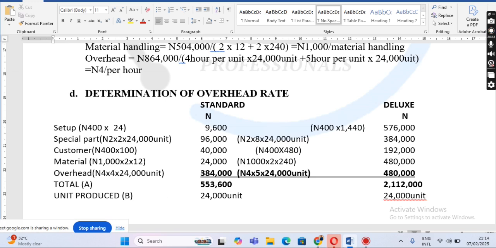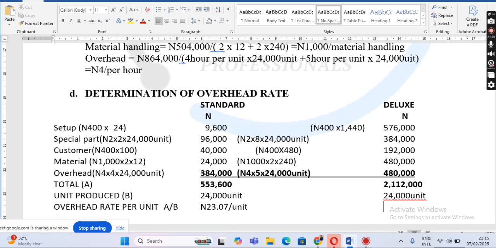So please, A divided by B, what is the overhead rate per unit, class? Divide it. For standard it is 23.07, okay, 23 naira 7 per unit, right? Please, your per unit.